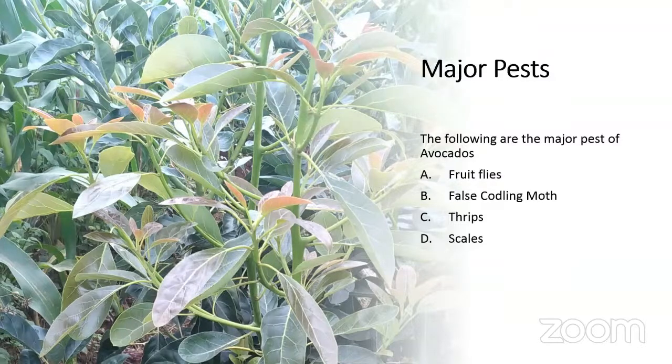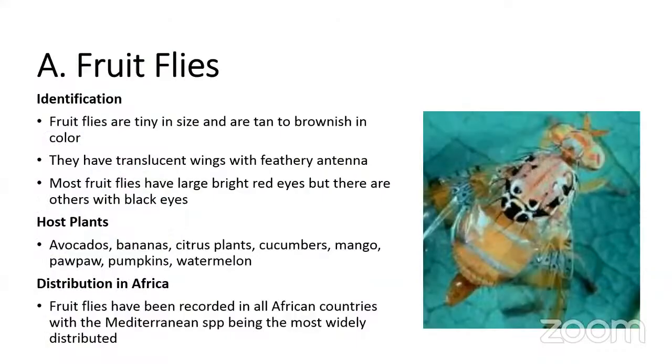What are the major pests of economic importance in avocado production? Remember, there are as many pests of avocados as we have the varieties themselves. The list is long, but we want to look at those which cause economic damage to our orchards if left uncontrolled. So under this, we'll look at fruit flies, we'll look at codling moth, and we'll look at the thrips and scales. Next slide.